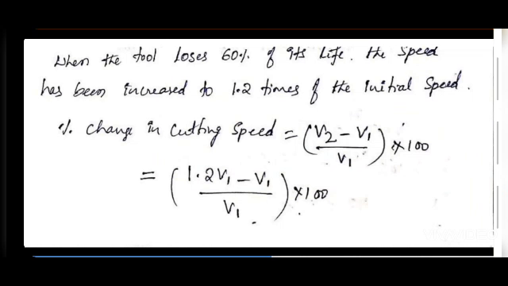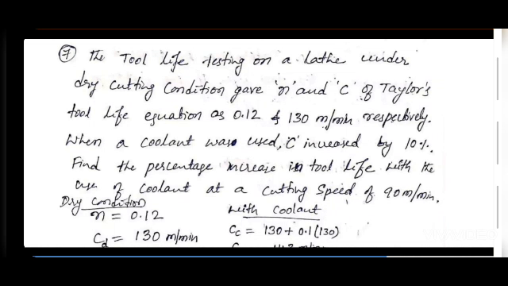The tool life testing on a lathe under dry cutting condition gave n and C of Taylor's tool life equation as 0.12 and 130 meter per minute respectively. This is under dry condition. Understand the question here. Initial information is with respect to dry condition. Dry condition means without the use of coolant. After that they have given when a coolant was used.